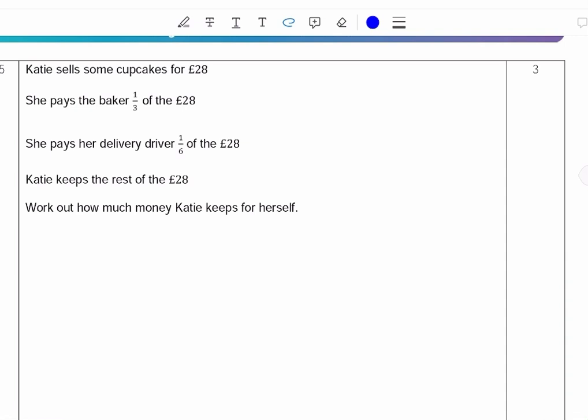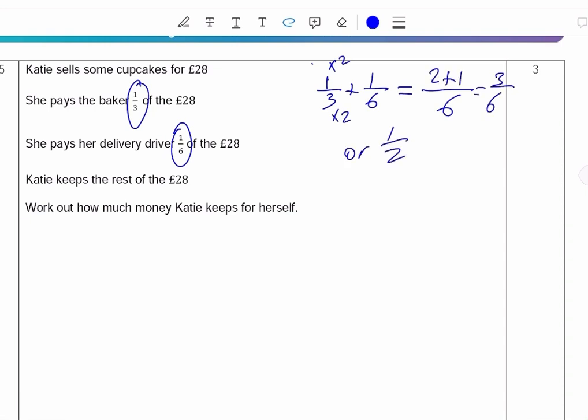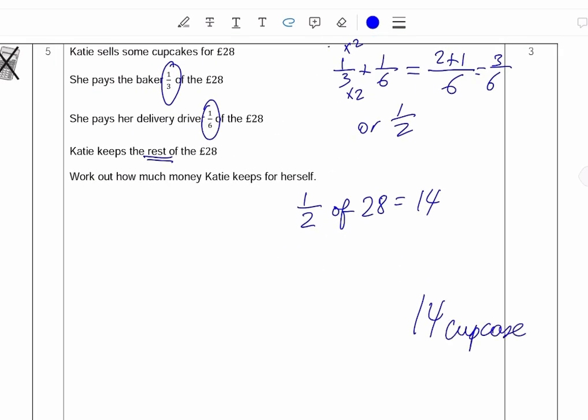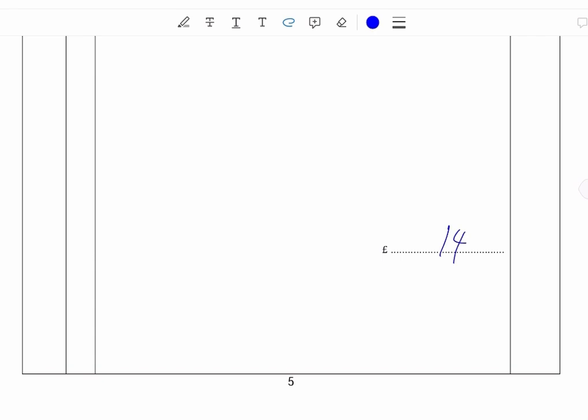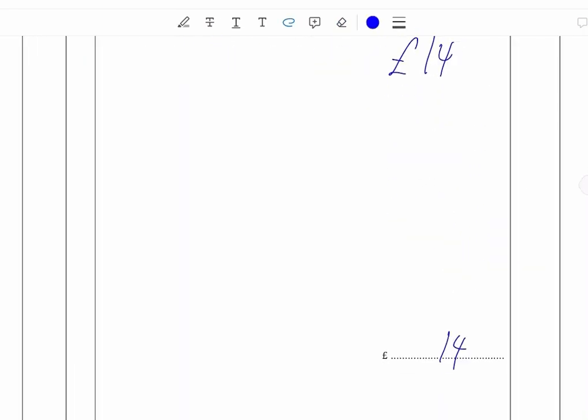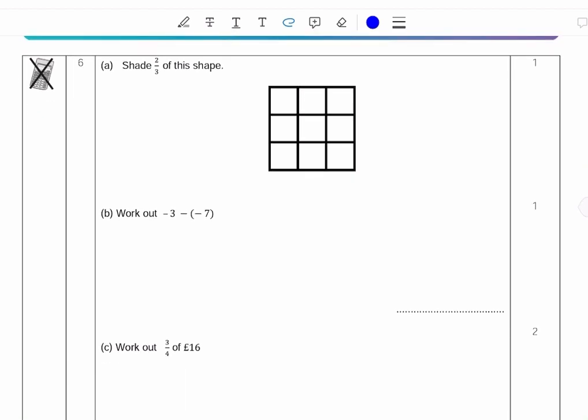Right. Question 5, we need to work out fractions. We can work out 1/3 as dividing by 3, but that's not going to give you a whole number. We can add fractions first. Let's add two fractions together, make them both out of 6. We get half, and then Katie gets the rest. So half of 28 is going to be 14. Cupcakes, 14 pounds. That's much easier to do in this order, adding them together and then finding the fractions.